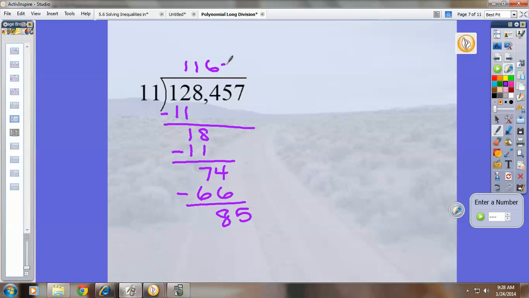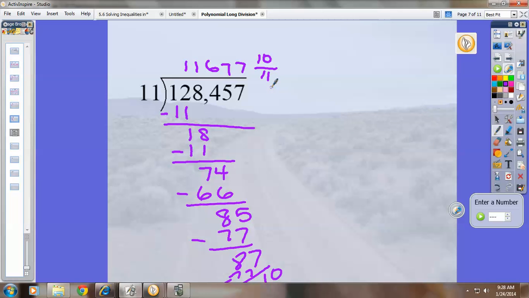7. 7 times 11 is 77. 85 minus 77 is? 8. Bring down the 7. 7 times. 7 times 11 is? 77. So 87 minus 77 is? 10. What's our remainder? 10 11s.